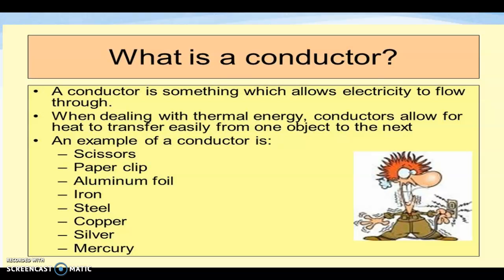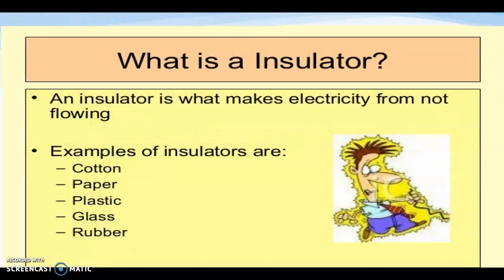What is an insulator? Insulators are materials that don't allow electrical current to flow. Some examples are cotton, rubber, plastic, paper, and glass.